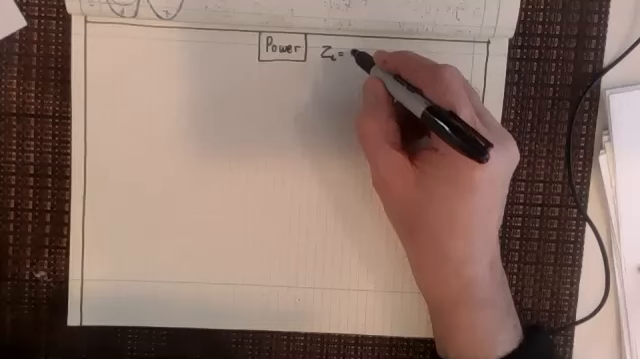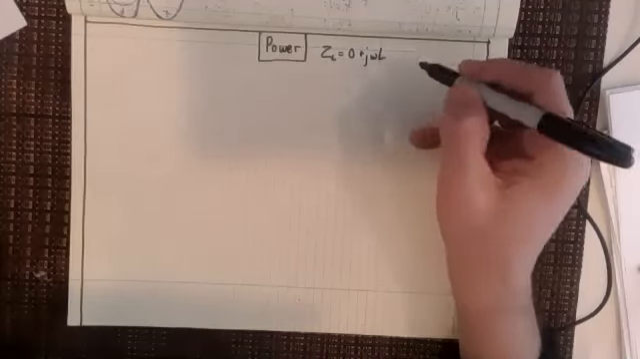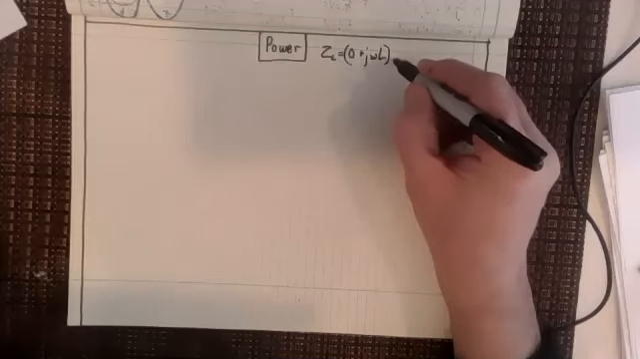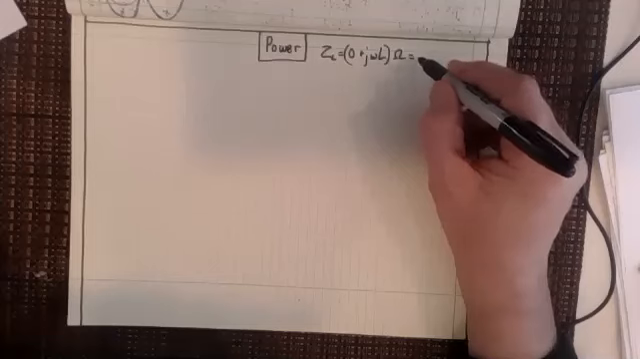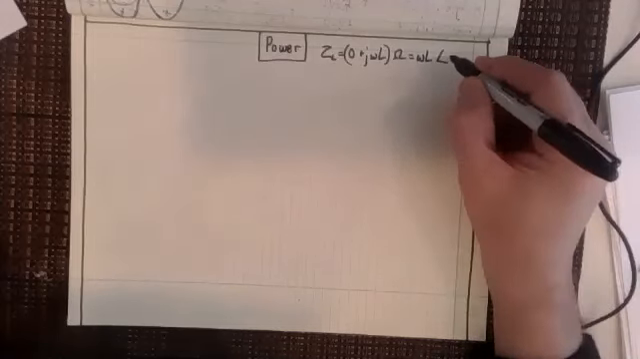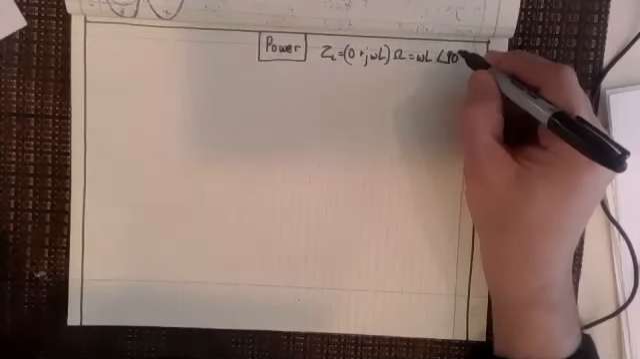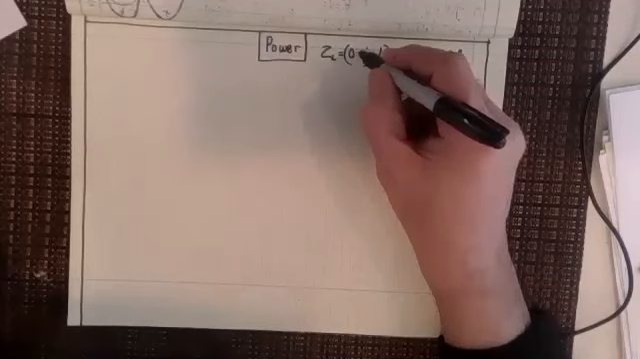We see that the impedance is 0 plus j omega L, right? And of course, that's in ohms. And we also could write that as omega L at an angle of 90 degrees. Positive 90 degrees because we've got a positive here, right?